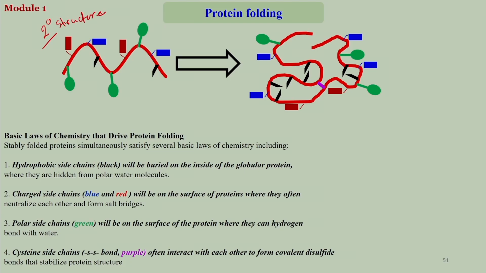Secondary structure of the protein, and it gets down to the tertiary structure of the protein, which is the coiled form or the folded form. So, the basic laws of chemistry that drive protein folding are: first, the hydrophobic side chains, which have been given the color black. For example, this and this are the hydrophobic side chains, as I have mentioned: valine, isoleucine, leucine, phenylalanine, all those. They do not have functional groups or polar side chains. So, they are termed as black here.